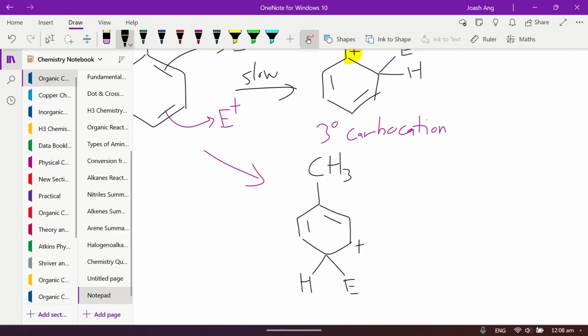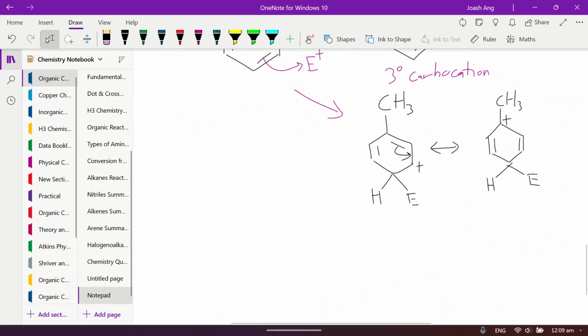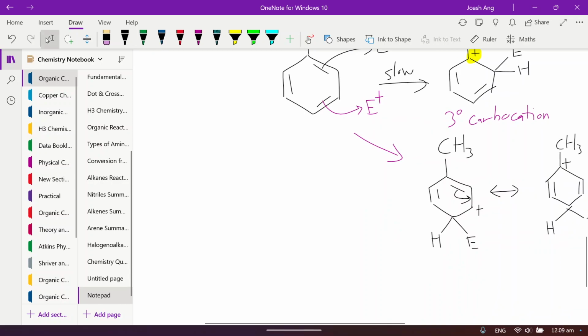So the positively charged is here. I can actually push the pi bonding electron pair such that I can still achieve a tertiary carbocation. Alright, and last but not least, I will show you the worst example, which is to attack it on the third position.